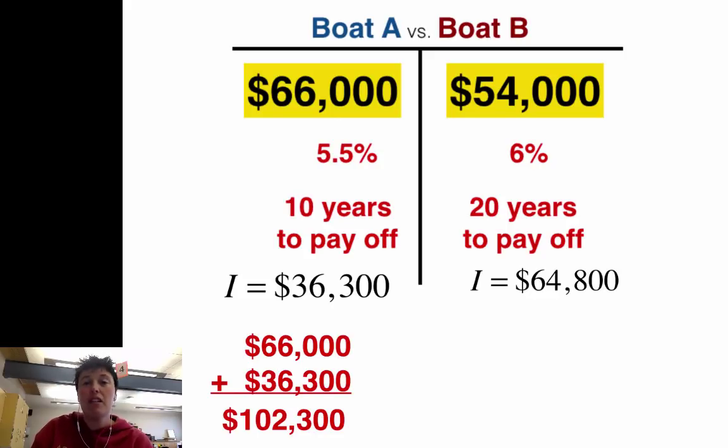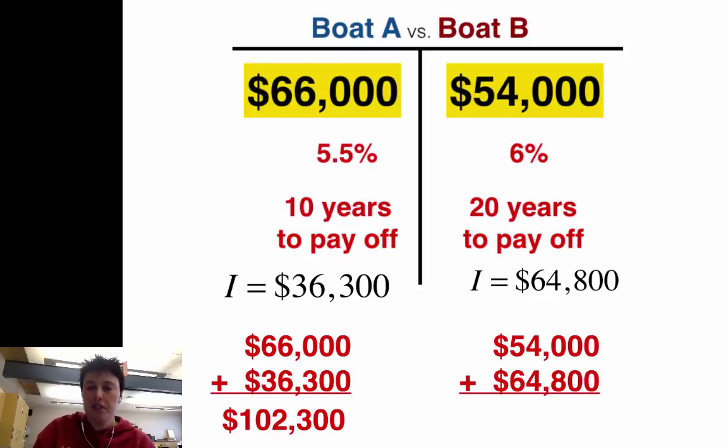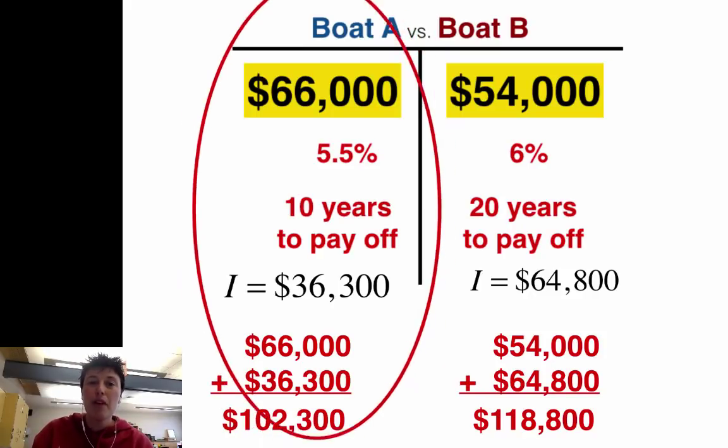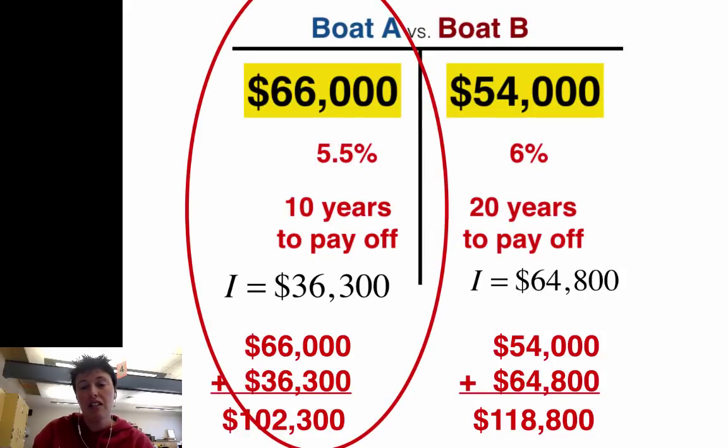Okay, let's look at boat B, the cheaper option. So it costs $54,000, but we're going to add in all that interest, that $64,800. If we add that up, we've got the cost plus all the interest. We put all that together, and we just kind of add all that up. We get $118,800. Dang, okay, so which boat in the end ended up being the cheaper boat? Actually, it ends up being boat A. Boat A is just a little bit cheaper. Well, not a little bit, about $16,000 cheaper actually.